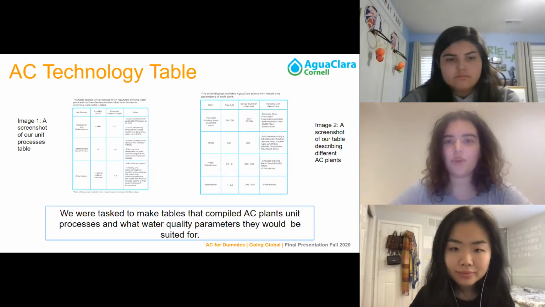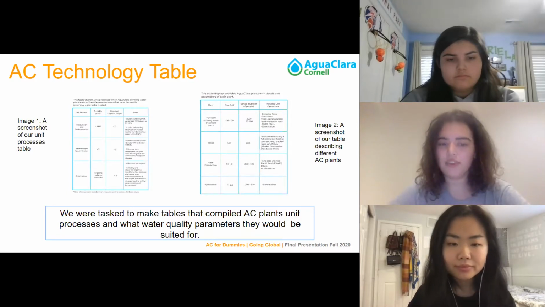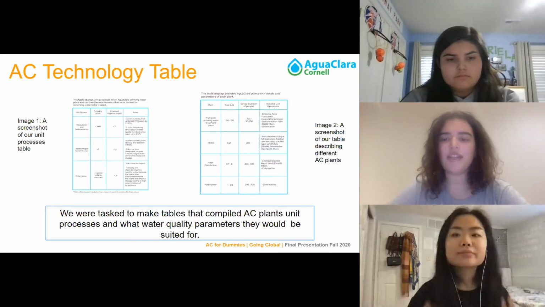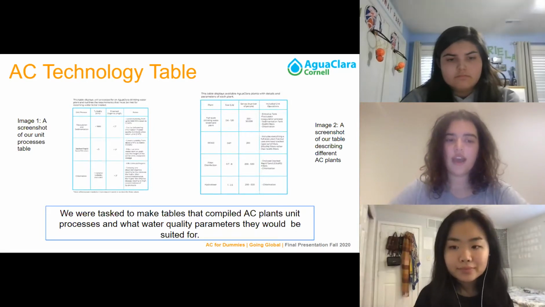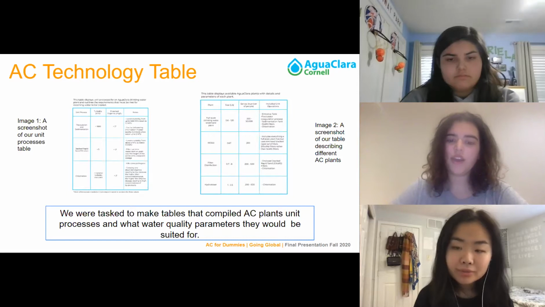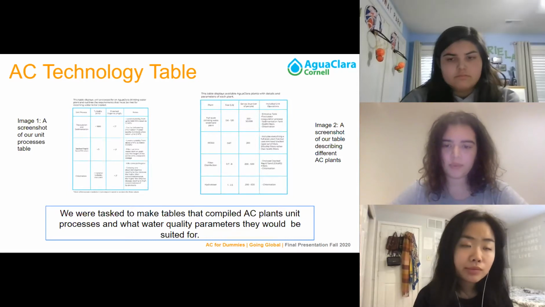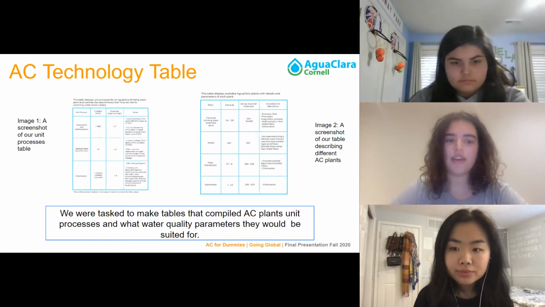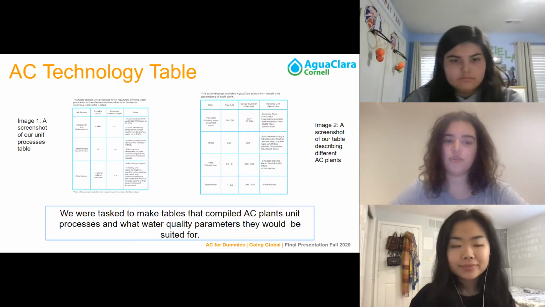Our second table, which you can see is the figure on the right, lists the Agua Clara plants available, what size they are, how many people they can supply clean water to, and the technology included in the plants. The regular sized Agua Clara plants are 0.6 to 120 liters per second and can serve anywhere from 300 to 50,000 people. They include an entrance tank, a flocculator, a sedimentation tank, a STARS filter, and the chlorination unit process.